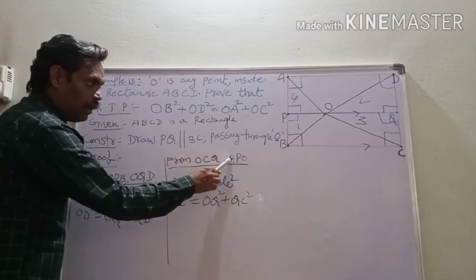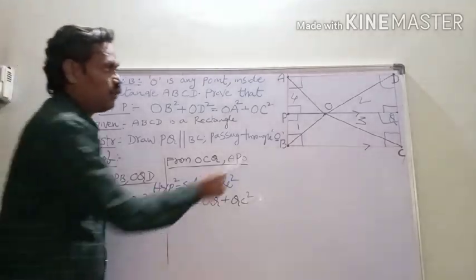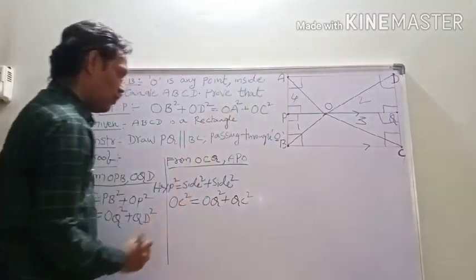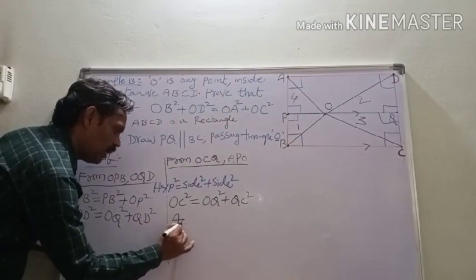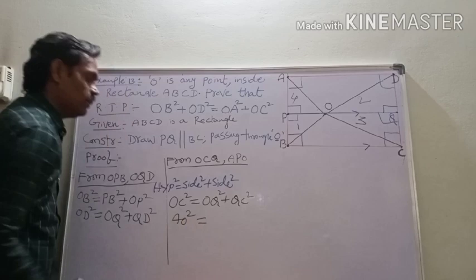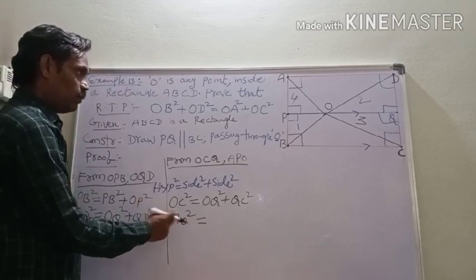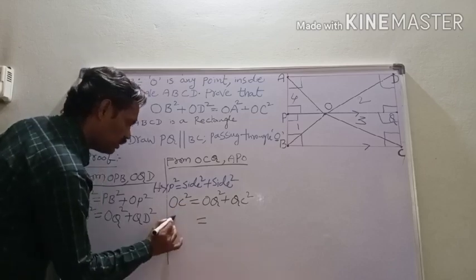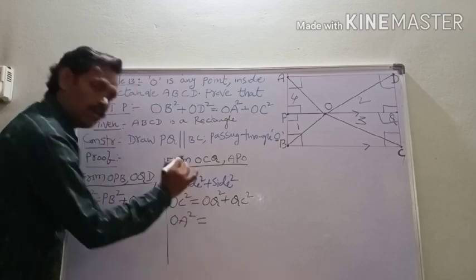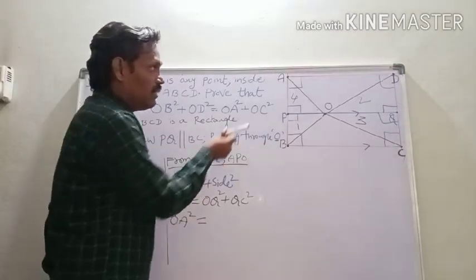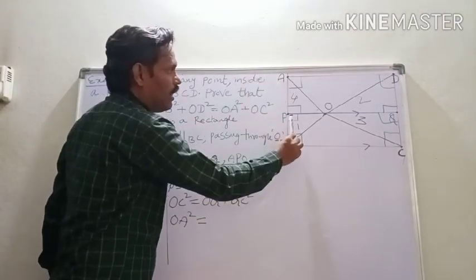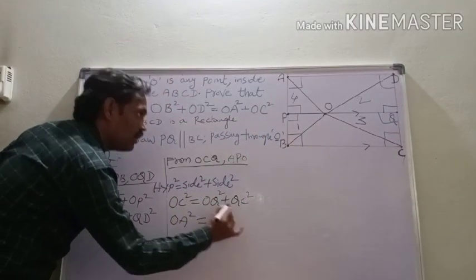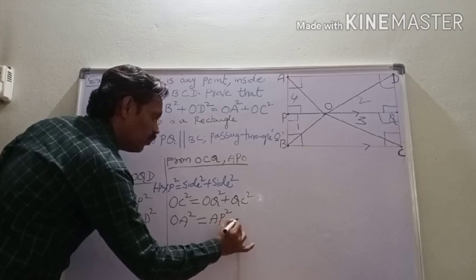Then go for the last triangle, APO, that is the fourth triangle. Here the hypotenuse is AO. Therefore, hypotenuse square, AO square, is equal to... You can write AO square or OA square. According to RTP, I will write OA square. Okay, no problem at all. OA square is equal to, what are the other two sides? This is AP and PO. Therefore, you can write AP square plus OP square.